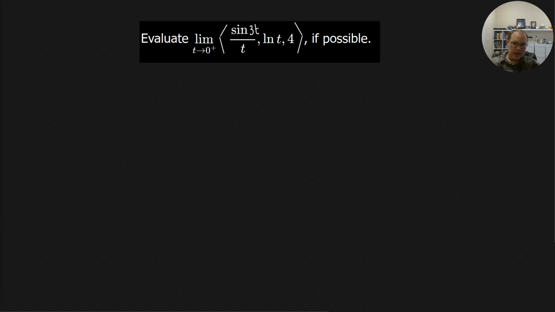Let's take a look at an example. Here we want to evaluate the limit as t approaches 0 from the right of the vector valued function with sine of 3t over t as the first component, natural log of t as the second component, and 4 as the third component.